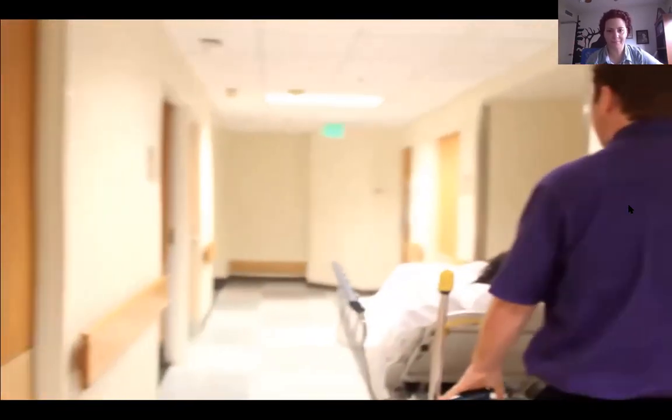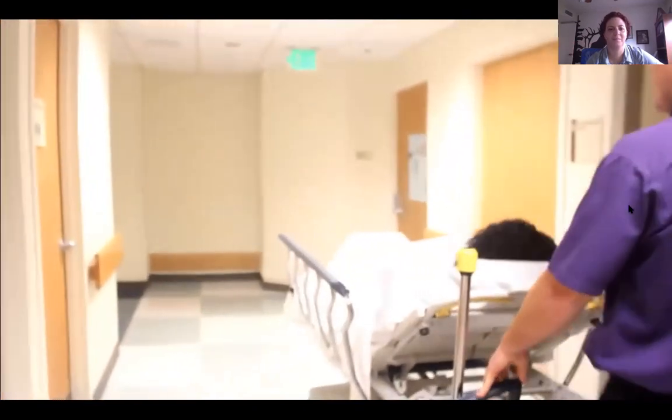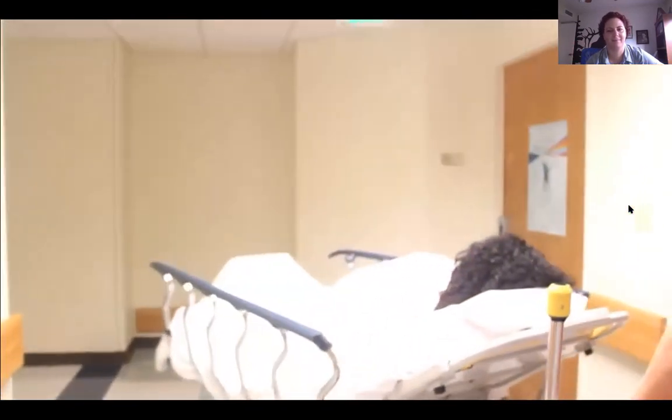We want to make sure we go real slow around corners so we don't run into any oncoming traffic and just so that we don't hit any walls.